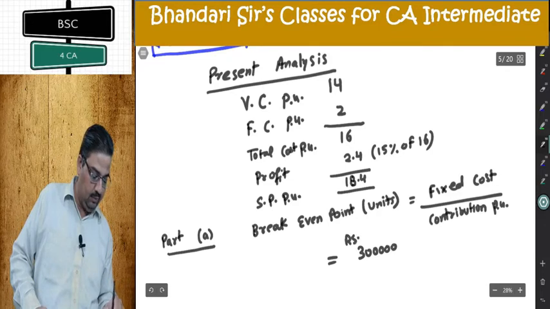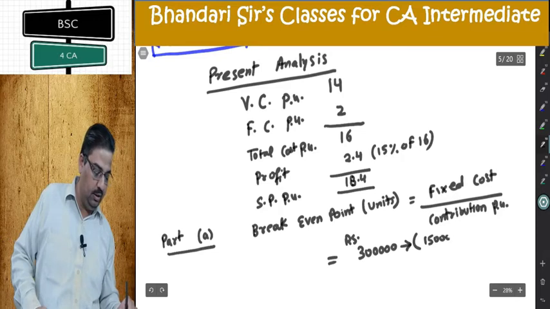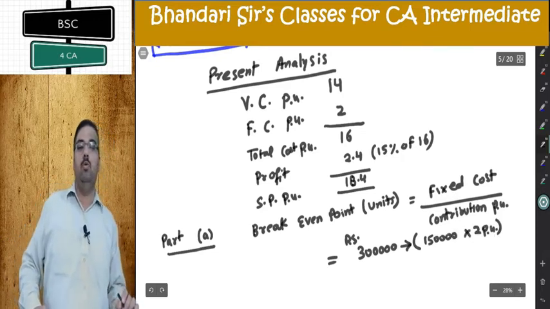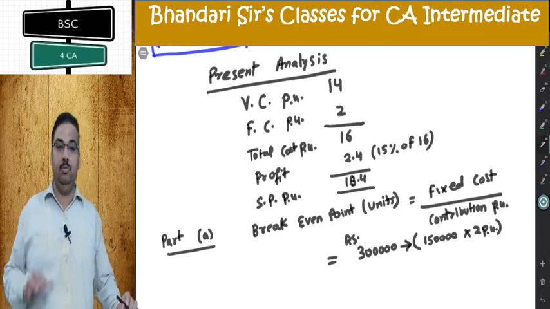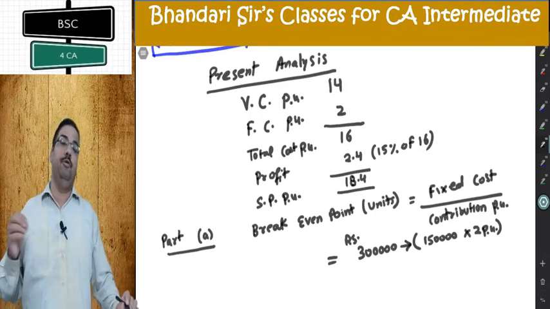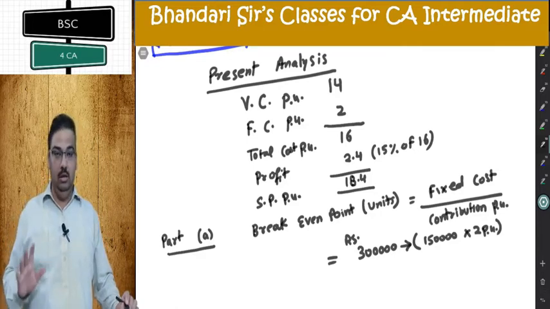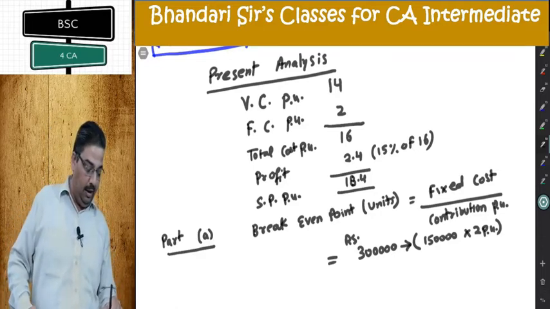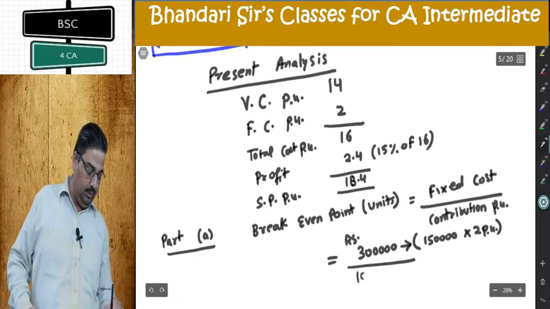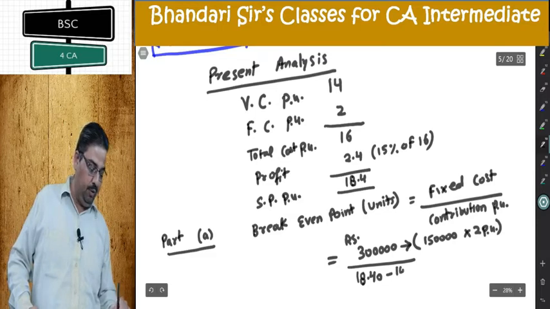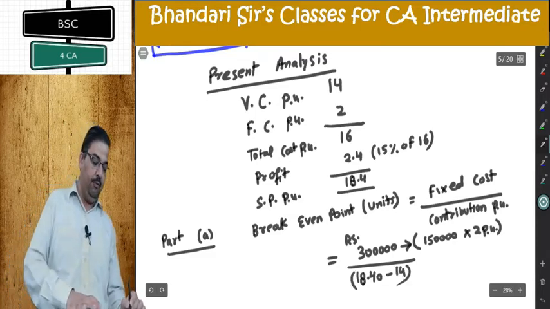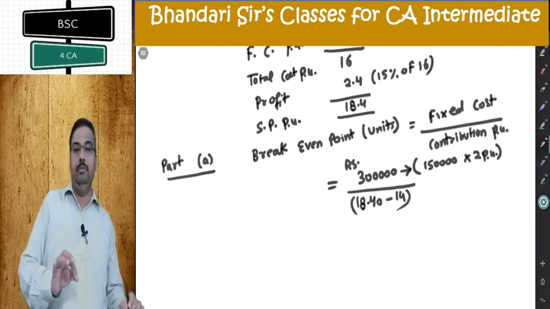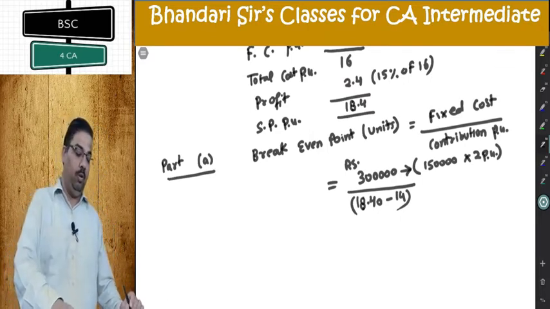Rupees 3 lakh. From where did I get? This is 1,50,000 units multiplied by 2 per unit. 1,50,000 units are present units being produced and sold. At the rate of 2 per unit, it makes 3 lakh rupees as the total fixed cost. Divide by contribution per unit, 18.40 minus 14, which makes 4.40.